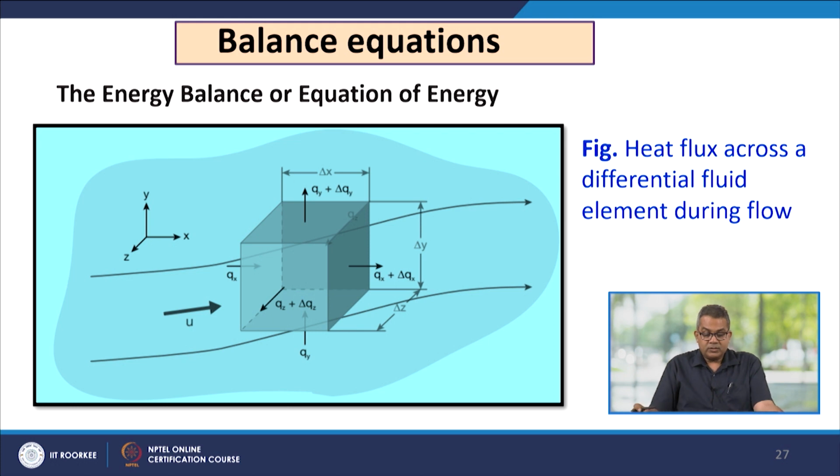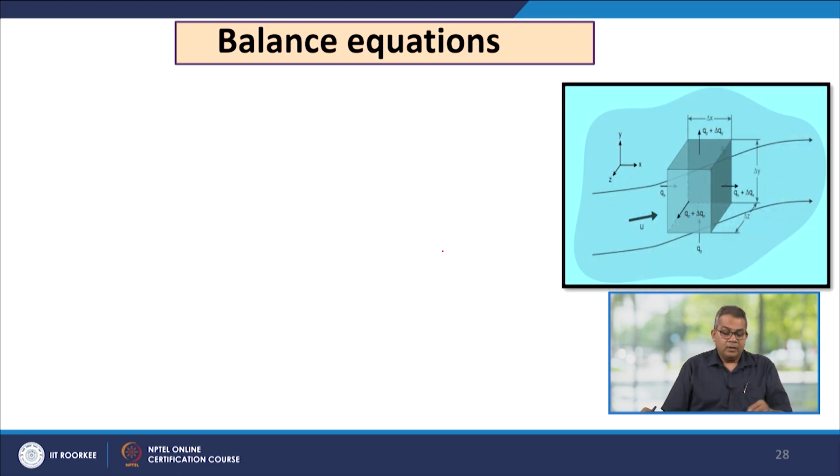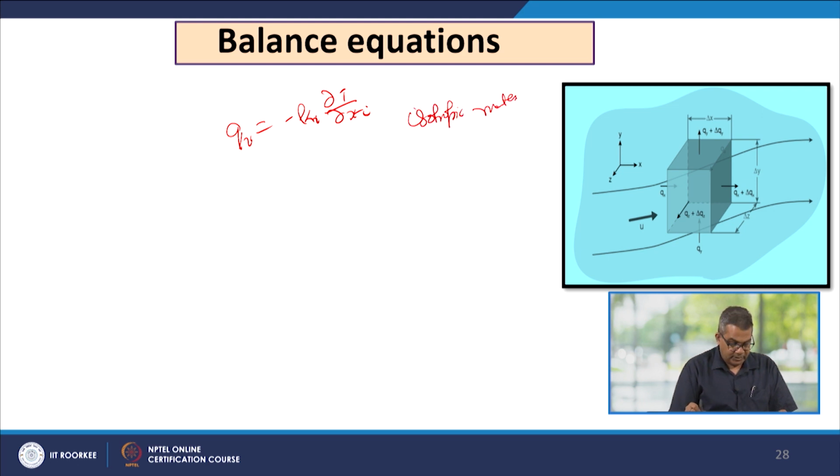Now the energy balance, or equation of energy. This is the heat flux across a differential fluid element during the flow. Q represents the heat flux in the different directions. Using the Fourier law of heat conduction, Qi is equal to minus Ki del T over del Xi. Now assuming an isotropic material, Kx is equal to Ky is equal to Kz is equal to K.